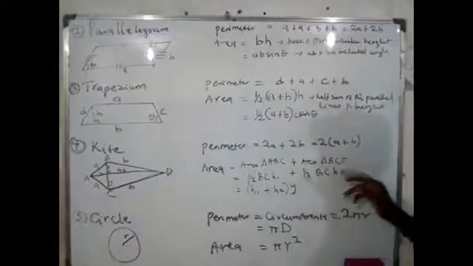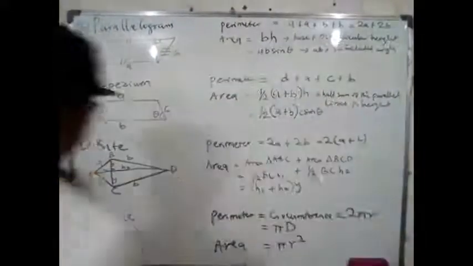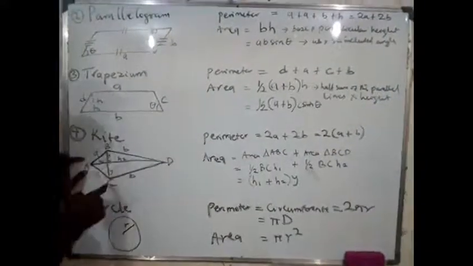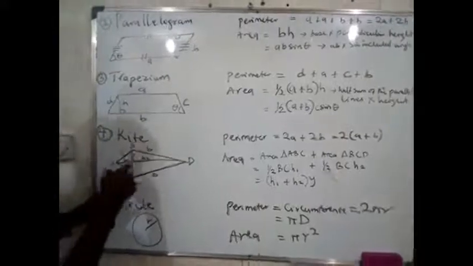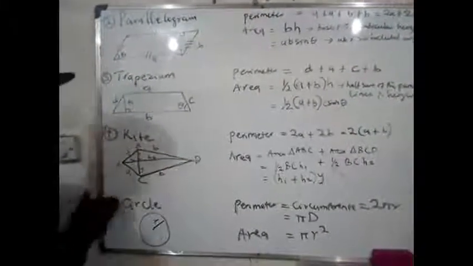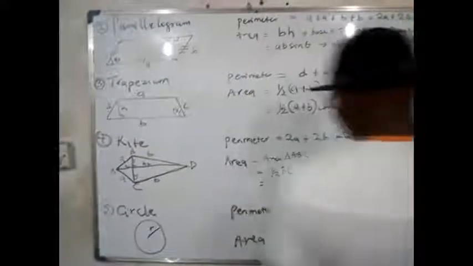Plus the area of triangle what? Where is triangle ABC? This is the smaller part, ABC, the smaller part, isn't it? Then plus the area of the bigger part, isn't it? Yes, BCD. So when you add it together, you get the total area.